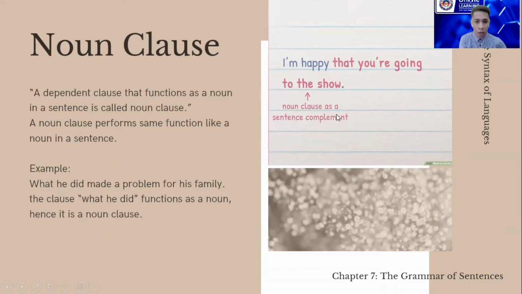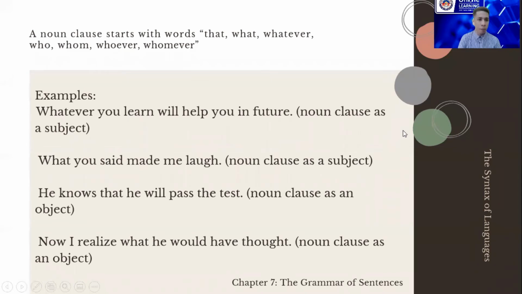The noun clause here serves as a sentence complement to the show. Let's take a look at another example. A noun clause starts with certain words. These are the formula. If you see these words, pronouns or words that can describe it, it is already a noun clause: that, what, whatever, who, whom, whoever, whomever. That signifies already that this sentence has a noun clause. So, whatever you learn will help you in the future. We can tell that whatever you learn is already our noun clause, given the formula presented here.